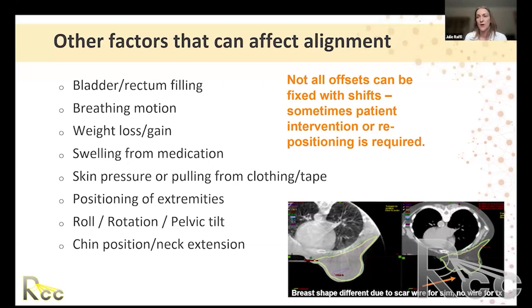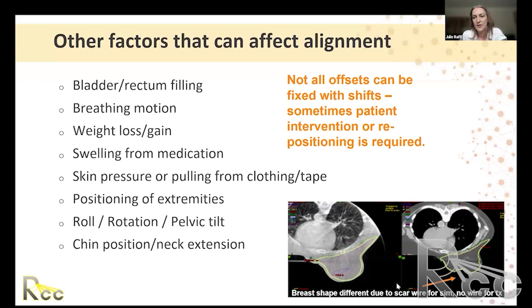There's also breathing motion that can affect positioning, and weight loss or gain during treatment. After the time of simulation, the patient might have gained weight or lost weight. Sometimes this can be swelling from medication. That can affect your SSDs and your setup. There can also be skin pressure or pulling from clothing and tape.